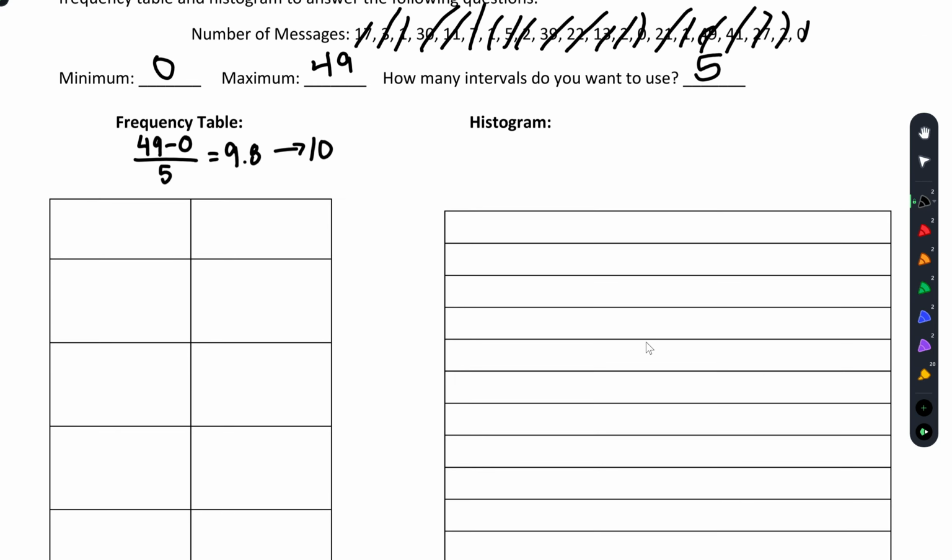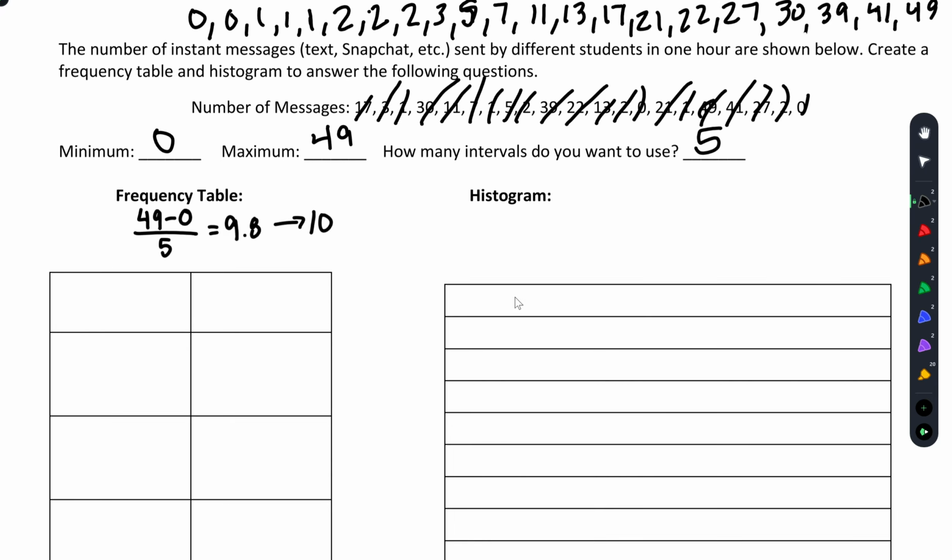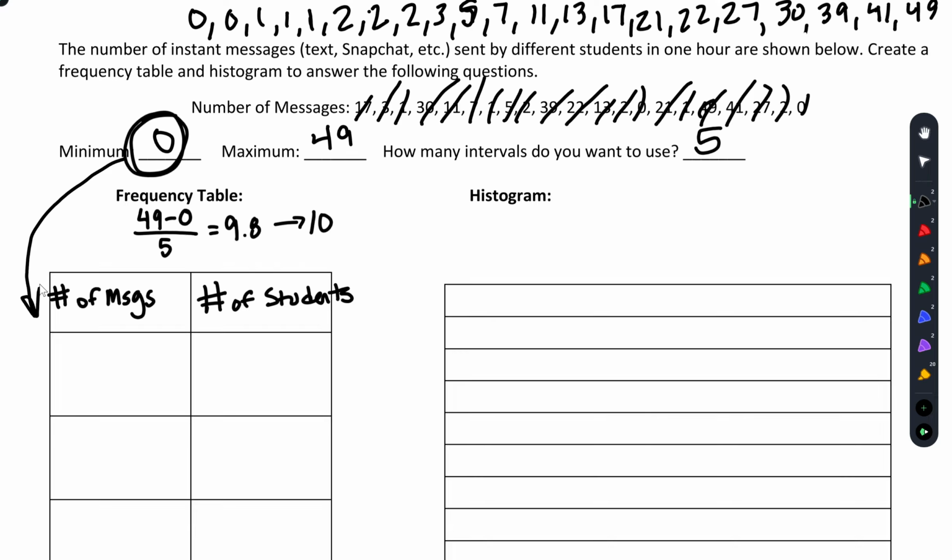All right. So my frequency table, I want on the left side number of messages, and then on the right side, number of students. My intervals are going to start with whatever this minimum value is. Whether that minimum value is 0 or 11, it doesn't matter. That's what we're starting with. And then again, I know it sounds silly, I'm counting on my fingers because this interval does not go 0 to 10. This interval goes 0, 1, 2, 3, 4, 5, 6, 7, 8, 9.